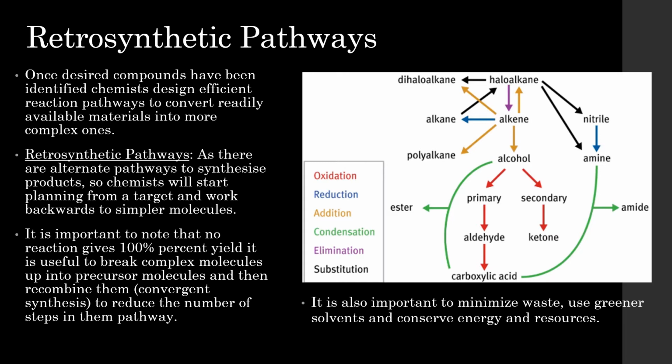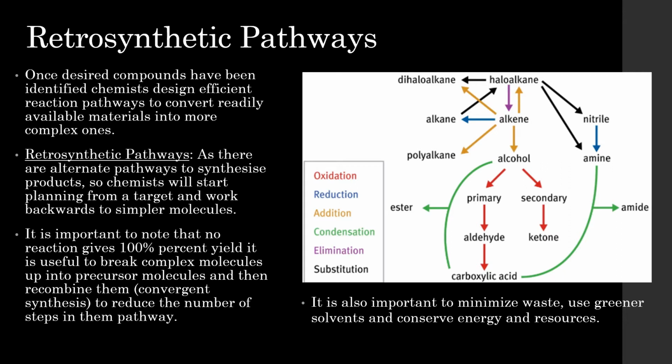Once the desired compound has been identified, it's the job of a chemist to design efficient reaction pathways to convert readily available materials to more complex ones. Now, the idea of retrosynthetic pathways is that they're alternate pathways to synthesize products, so chemists will start planning from the target and work backwards to the simpler molecules. So they're going to be looking at the precursors to the more complex molecule.